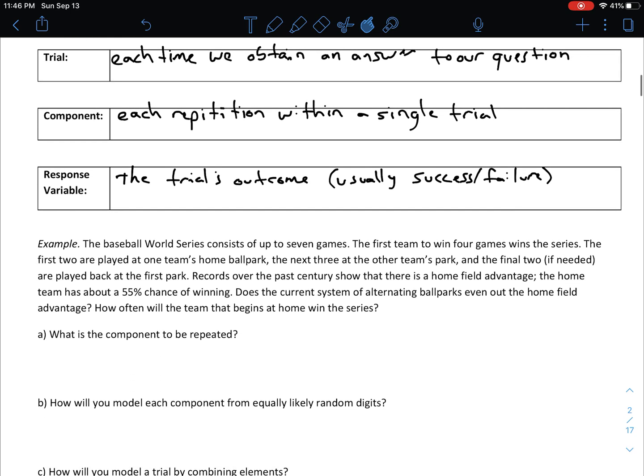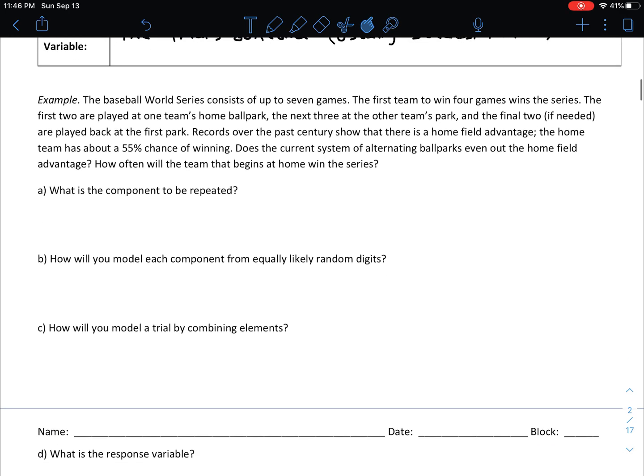Let's take a look at another example. The Baseball World Series consists of up to 7 games. The first team to win 4 games wins the series. The first 2 are played at one team's home ballpark, the next 3 at the other team's park, and the final 2, if they're needed, are played back at the first park. Records over the past century show that there is a home field advantage. The home team has about a 55% chance of winning the series. Does the current system of alternating ballparks even out the home field advantage? And how often will the team that begins at home win this series?